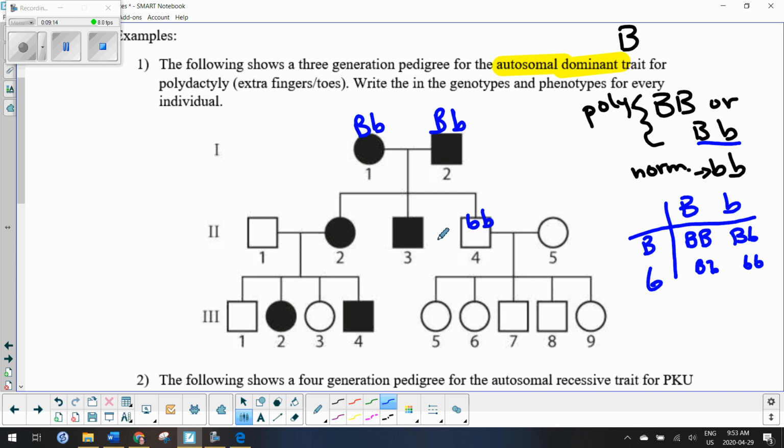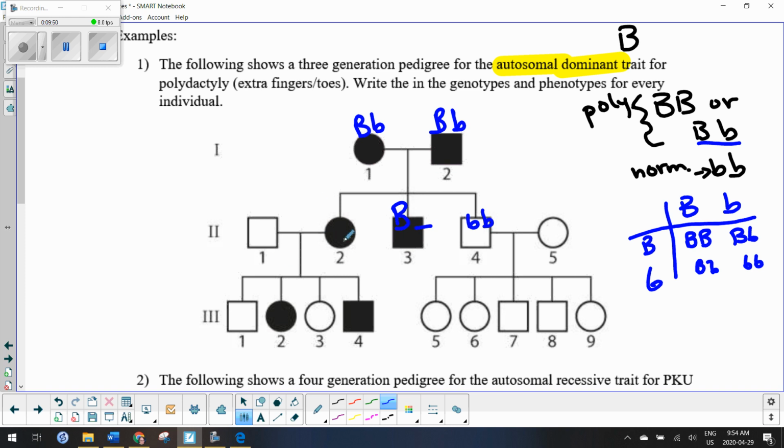So I have to figure out what 2 and 3 are. Let's start with 3. Could they be big B, big B? Yes, because they have polydactyly. Could they be big B, little b? Yes, because they have polydactyly. Do I actually know? No, I can't tell because I can't see what their kids are. So I have no proof of what they are. That means they could be big B, big B, or big B, little b. So you put big B with a line saying that the second allele could be big or little.